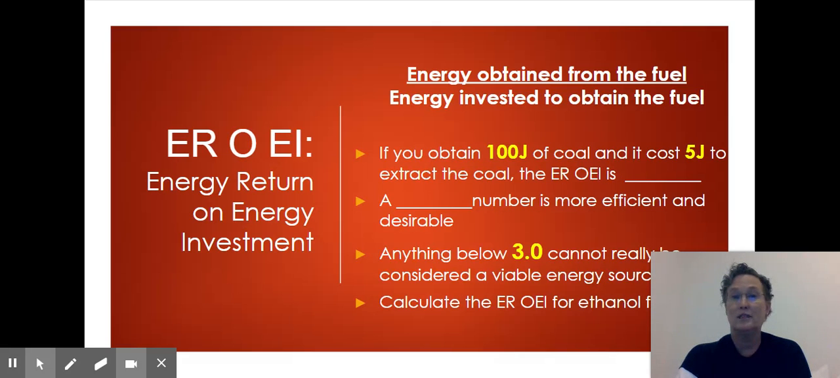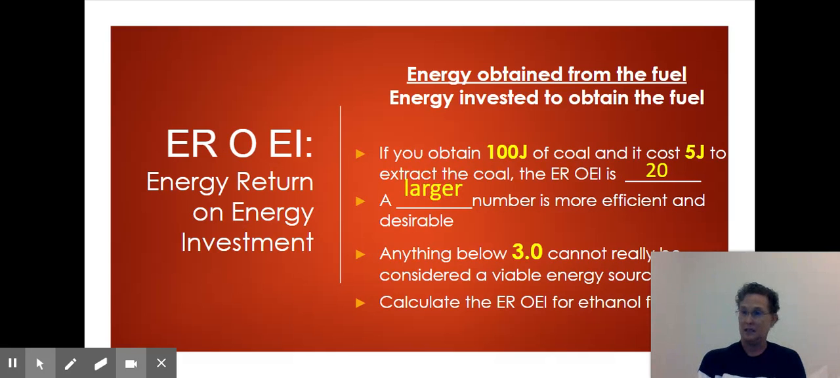So what do you think? If you obtain 100 and it costs 5, that's going to be a 20 energy return on energy investment, right? Because 100 divided by 5 is 20. So a larger number is more efficient and desirable. Okay, so let's try with some more real-ish numbers.